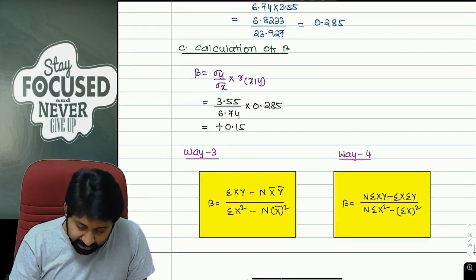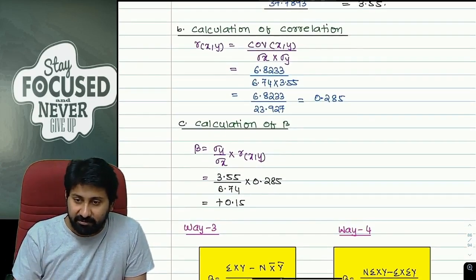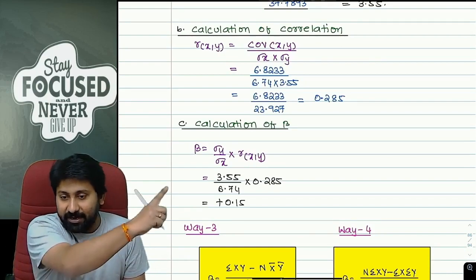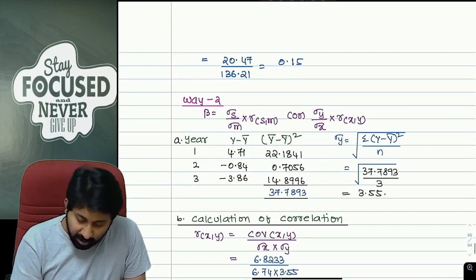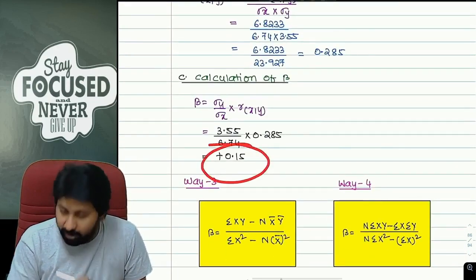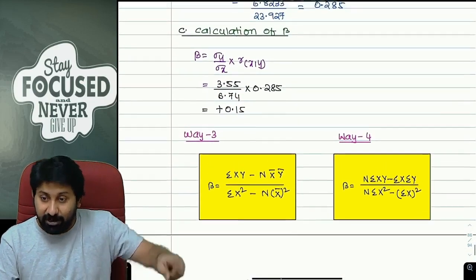Calculation of beta. Beta equals sigma y by sigma x, that is, sigma s by sigma m into RSM. With 3.55, again beta came to 0.15. In this model, beta is 0.15. In this model also, beta is 0.15. Next, way number 3, way number 4.